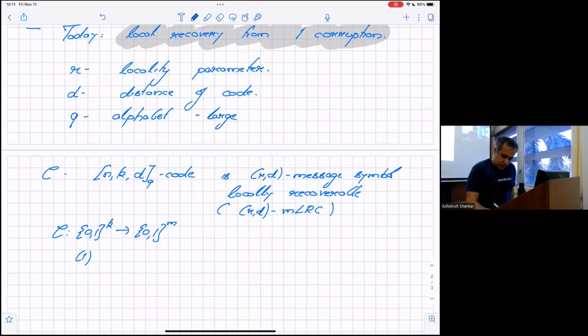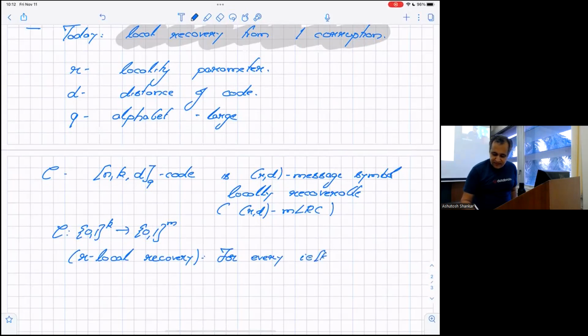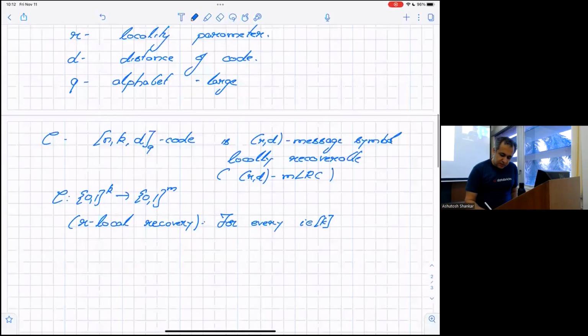So the main thing we have to say over here is local recovery. That is, for every i in [k], for every message symbol, I'm just assuming this message. For simplicity, because it's a linear code, let's also assume that the code is systematic. So let's assume C is systematic.